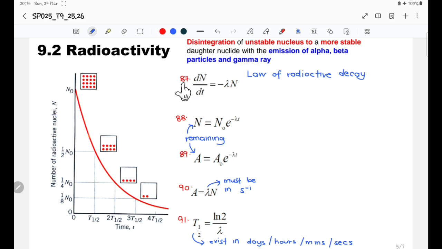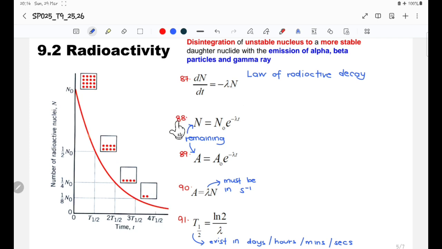Alright, so for 87 we have the equation for the law of radioactivity decay, which is dN over dt. We call it the decay rate, is equals to negative lambda N. So negative here tells that the sample is decreasing, hence the negative sign. And then we have lambda. So be careful in this topic. Lambda means decay constant, and then N is the number of the sample that exists.